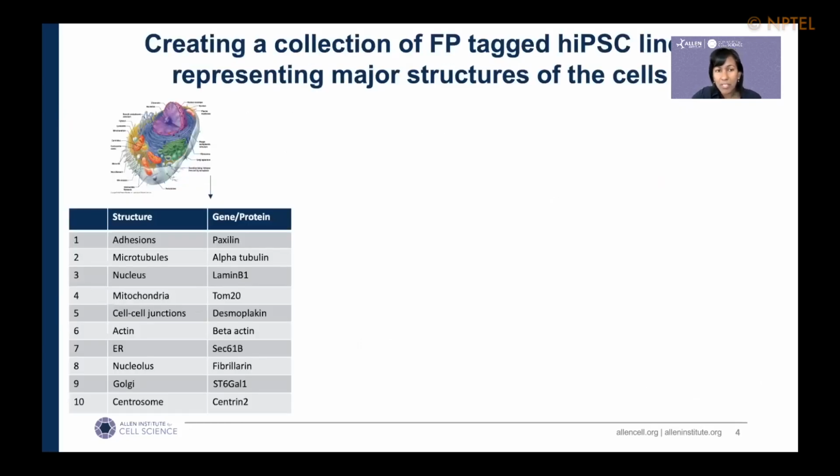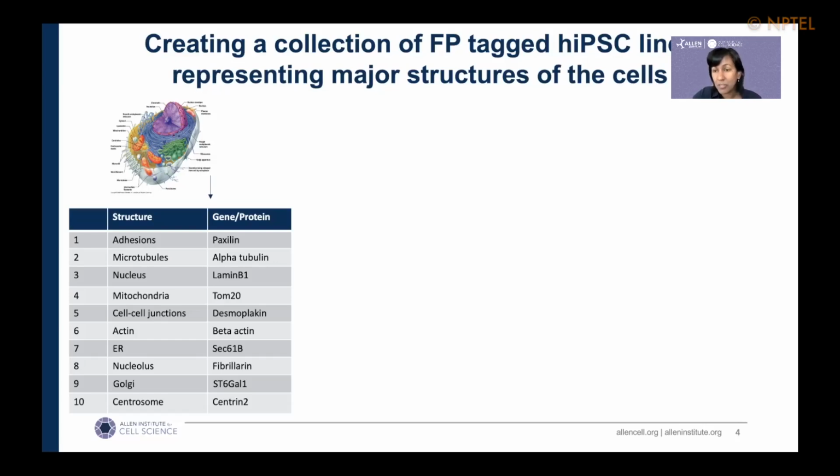So the way we went about this was to create this collection of cell lines that we can use in the lab so that we can see all these major structures of the cell. For example, the adhesion complexes, the microtubules, the nucleus, the 30 to 50 major structures in the cell that we know are very important for the cell. Every cell has them. And then we identified a gene that expresses a protein that is needed for that structure.